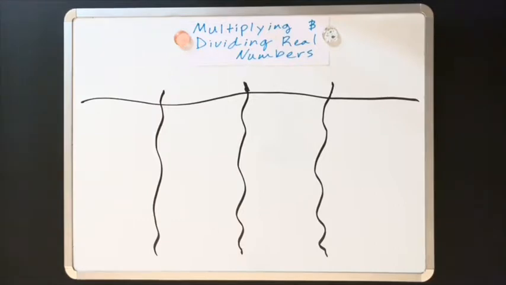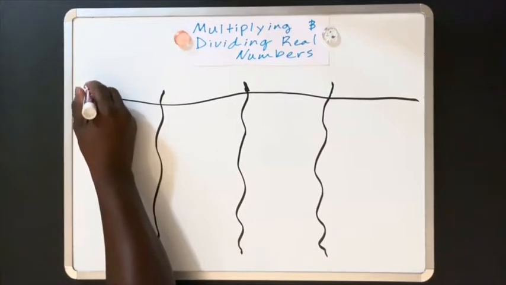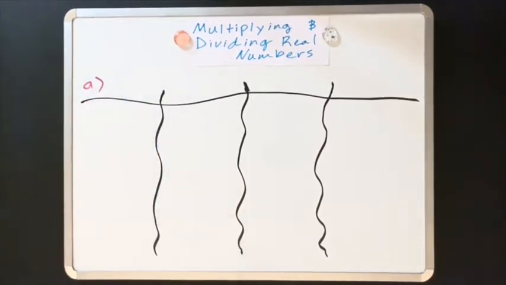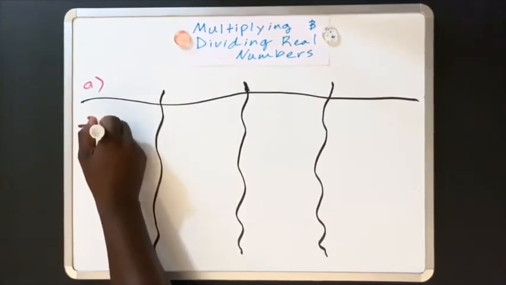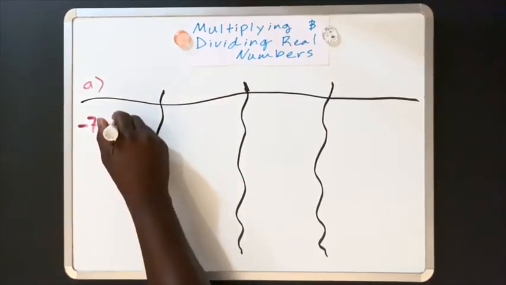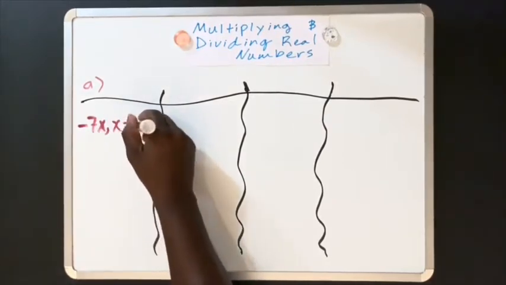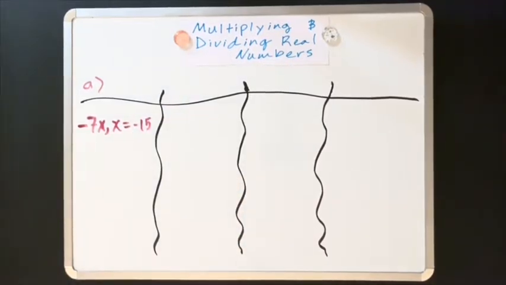First, let's start out with a case where we are evaluating an expression. So I'm going to call this problem A. And here we have negative 7 times x. And they tell us that x equals negative 15. All right.